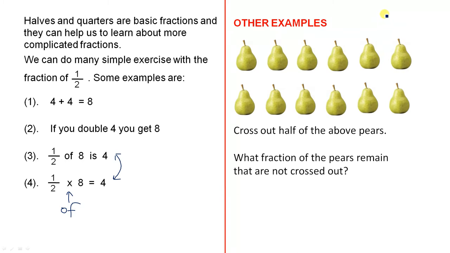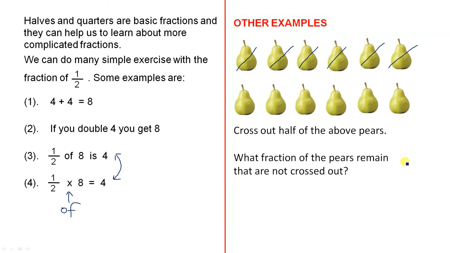Some other examples. Cross out half of the above pairs. So let's cross out half. 1, 2, 3, 4, 5, 6. Now why did I cross out 6? Because altogether there are 12 pairs. So I have crossed out half of them.